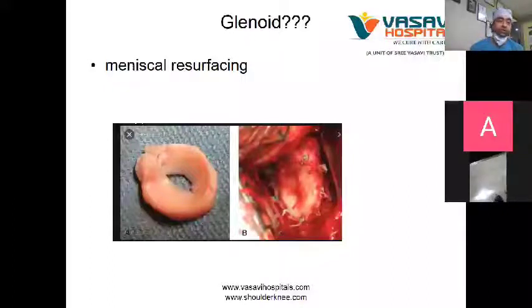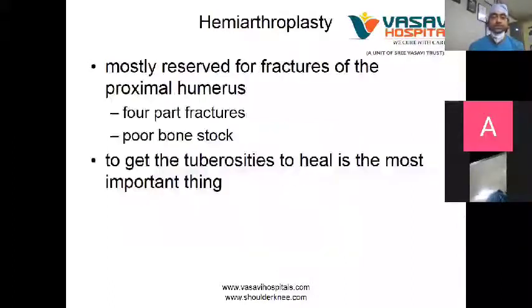So we take an allograft of the meniscus, we insert anchors into it and fix it on the surface of the glenoid. By that, what we are doing is we are converting a rough articular surface into a smooth articular surface, which again improves the pain and improves mobility of a glenoid resurfacing.